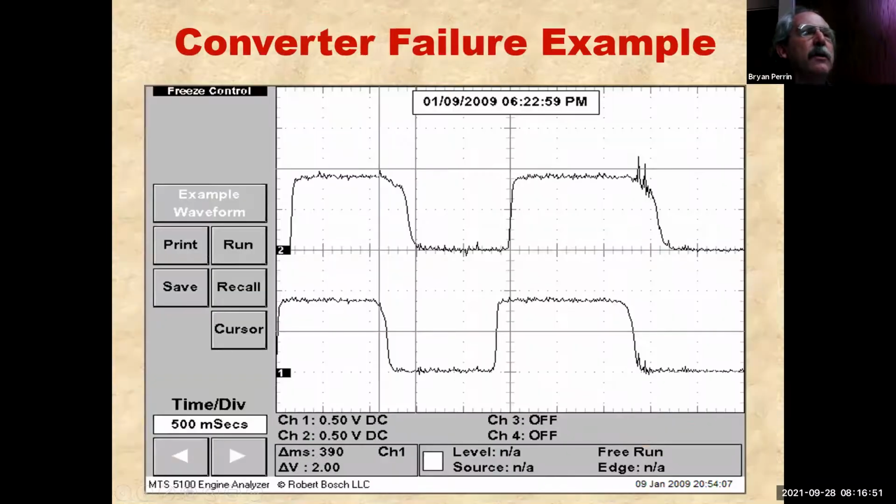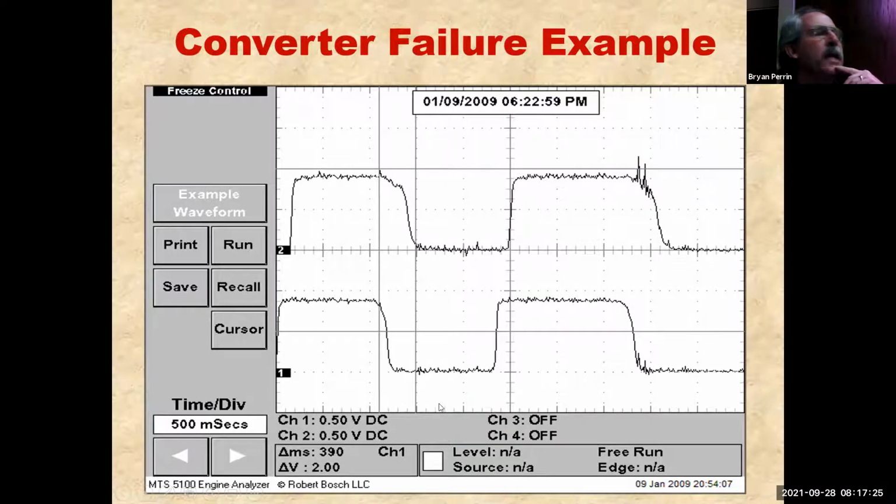Now here's another vehicle that failed. In this case, my delta time, my distance between my cursors, is 390 milliseconds. Well, if it's 300 milliseconds, 90 milliseconds from the top here to the bottom here, imagine what it is to where it drops. So there's almost no oxygen storage capacity here. And I'm on a 500 millisecond scale. So I can see the 500 millisecond scale and 390 milliseconds for that. So 500 milliseconds for the whole capture.